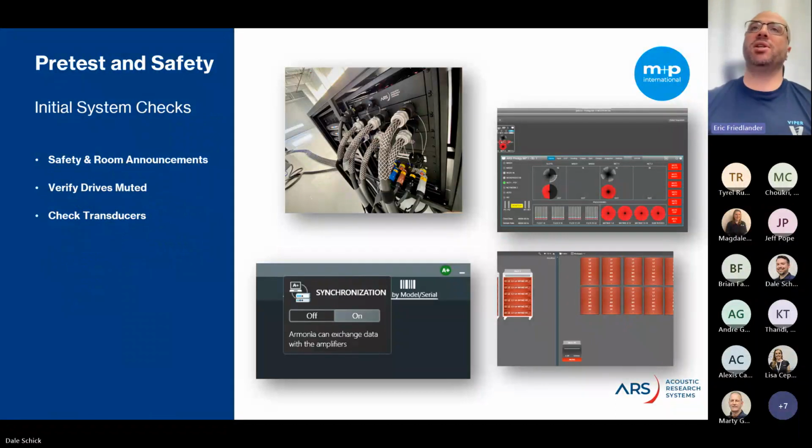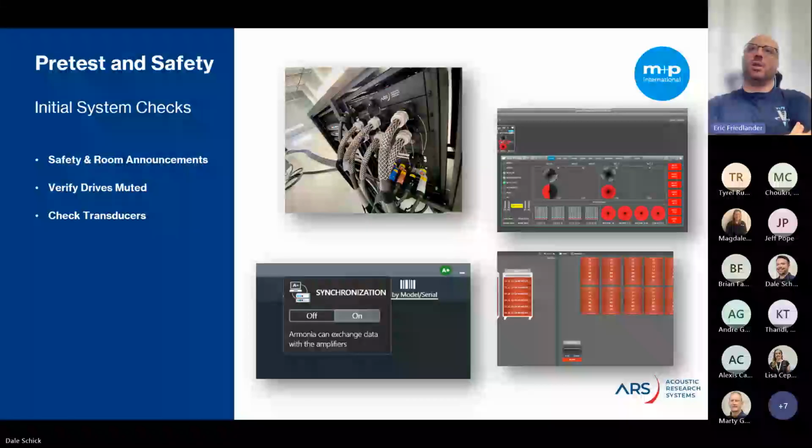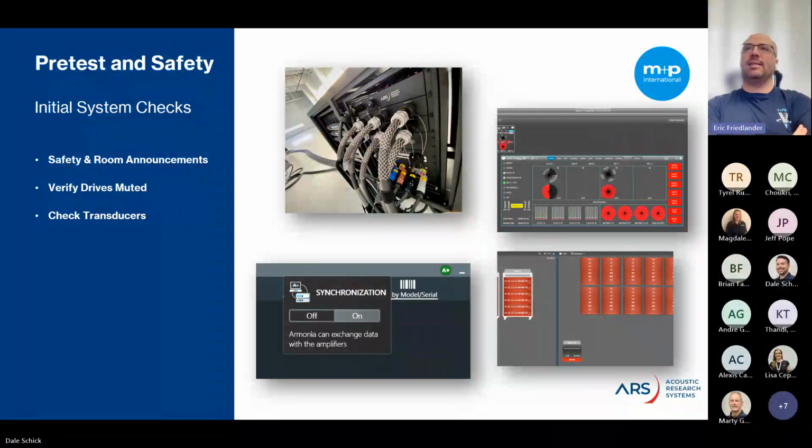Then as far as your initial system checks, this is an example from our setup. We've checked that everything's plugged in and has a home in the right place. We check our system processor. You can see on the right that everything's muted and safe. And then we check that our software is synchronized to the amplifiers, so we have real-time control over the network of the system. There are safety and room announcements that occur, not just before the test, but also before we energize the system.